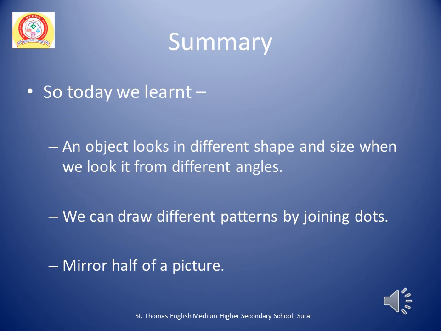So, we learned from this chapter, number 1, an object looks in different shape and size when we look at it from different angles. Number 2, we can draw different patterns by joining dots. Number 3, mirror half of a picture.